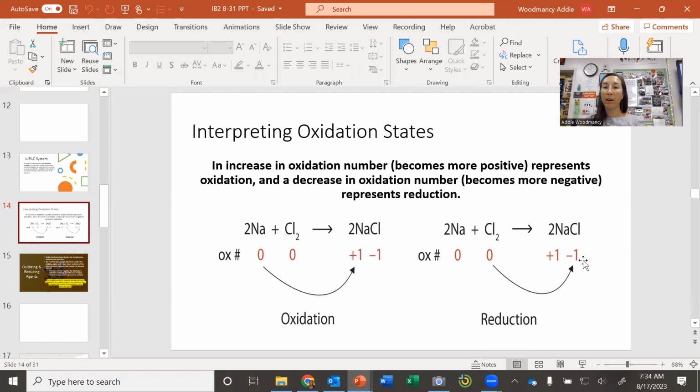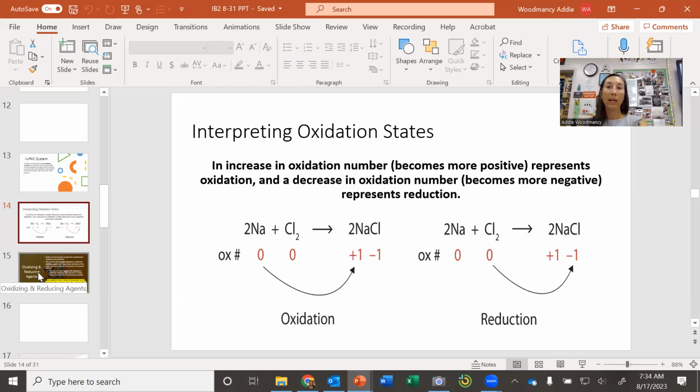And then on the other side, the product side, it becomes more negative. That represents reduction. So the best way to remember this is just the word reduction itself. If something's getting reduced, it's going to get smaller. So if you see an oxidation state become more negative or become smaller, then it's undergoing reduction. If you can remember that, remember if it's undergoing reduction, the other thing must be undergoing oxidation because the two come in together. So if chlorine's undergoing reduction, that means that sodium has to be undergoing oxidation.